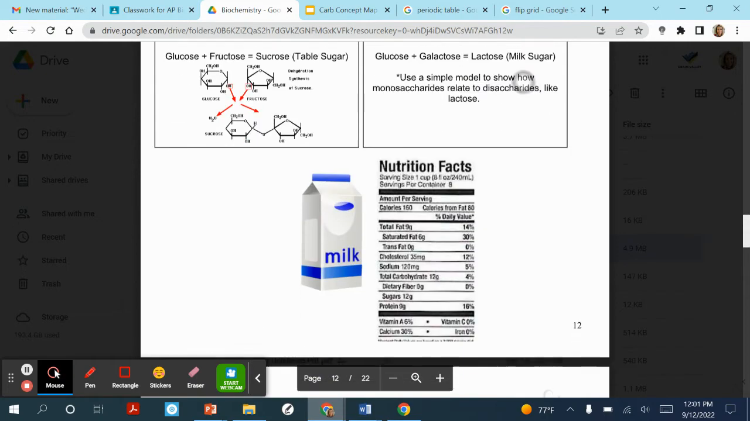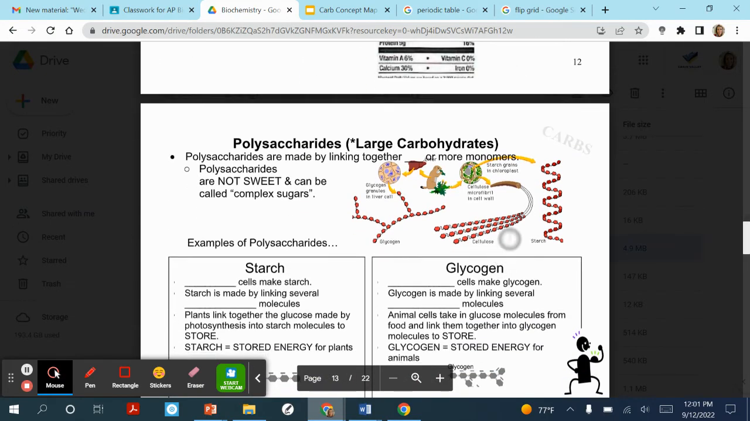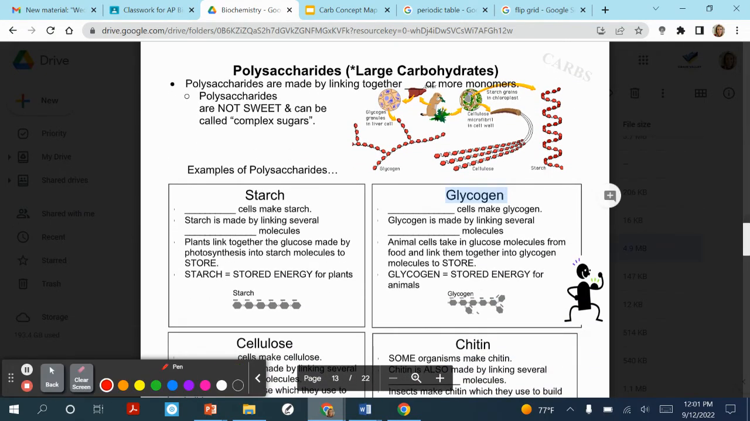And now moving on to our polysaccharides. The prefix poly means many. So to build a polysaccharide, you're going to need three or more monosaccharides put together. Now, there are four examples of polysaccharides. I would expect you to remember the first three that we're going to talk about here. Let's go ahead and divide them into kind of two categories here.